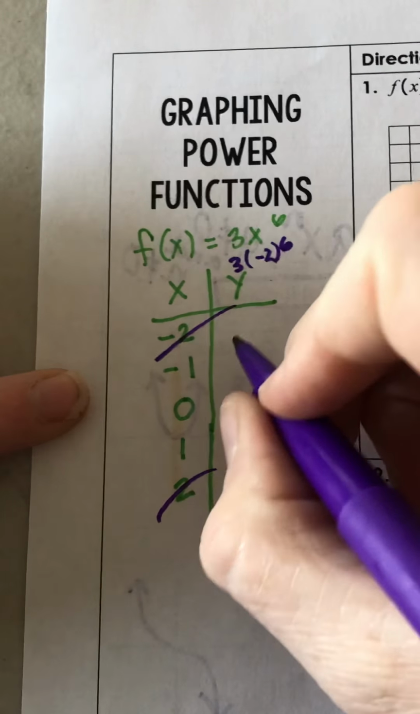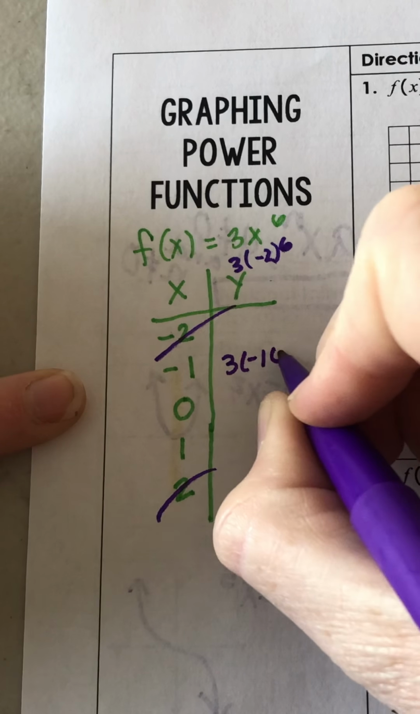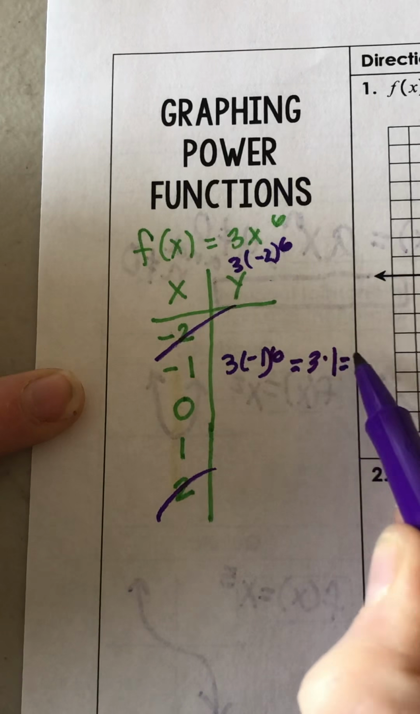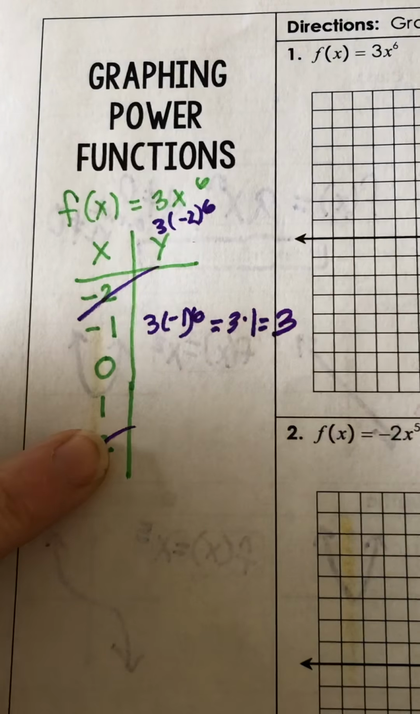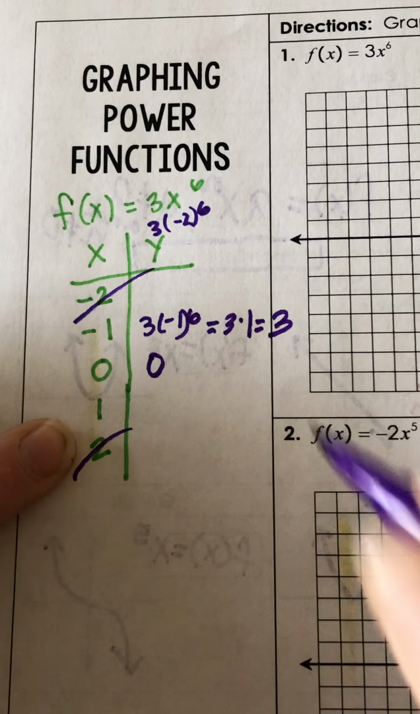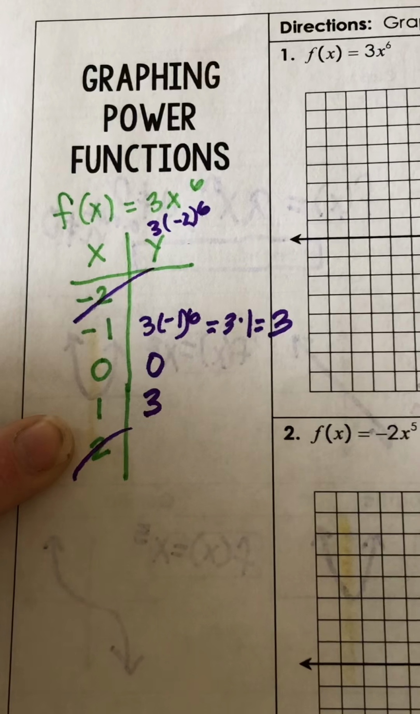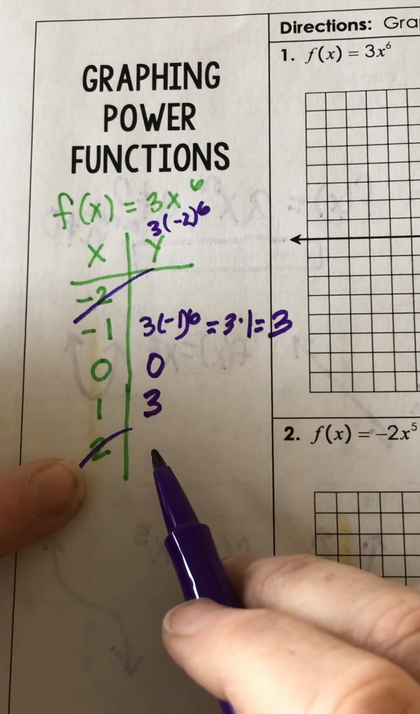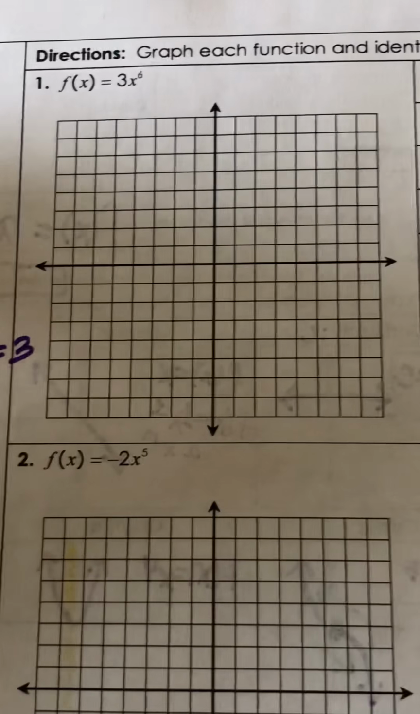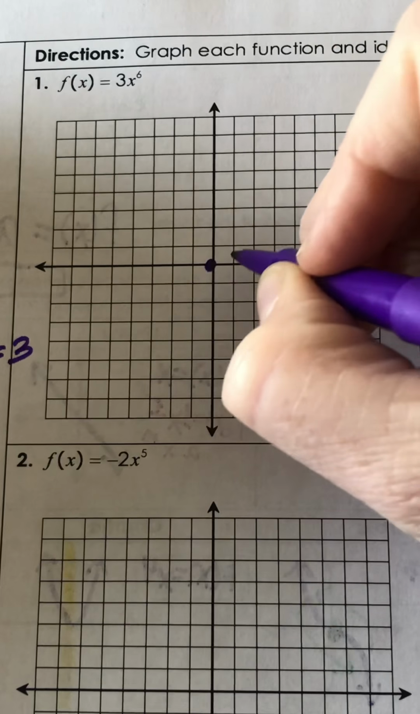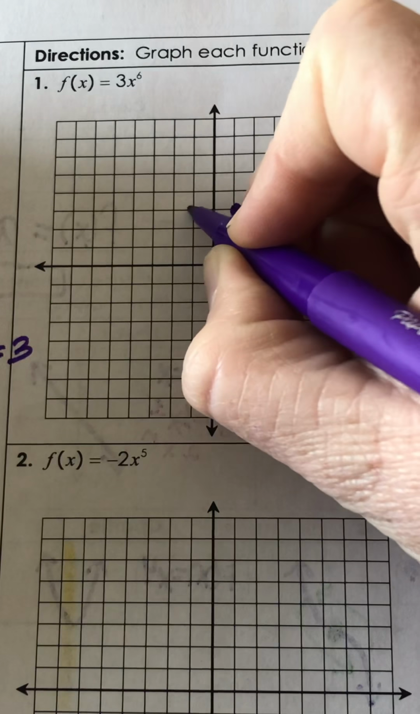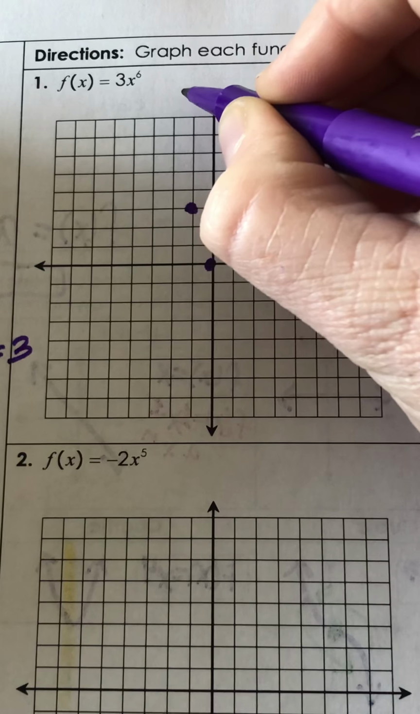Let's try -1. This would be 3 times -1 to the 6th. And -1 to the 6th is positive, so 3 times 1, 3. Okay? Then we're at 0, 0. And if I plug in 1, I'm going to get 3 again. Okay? So these go off really high at -2 and 2. But we have 3 nice points to put on the graph, so let's graph that. 0, 0, 1, 3, and -1, 3. Okay? And then it's going to go really high to 2.